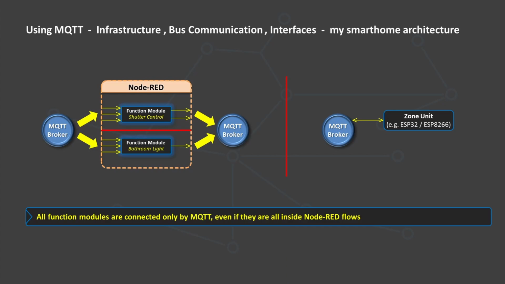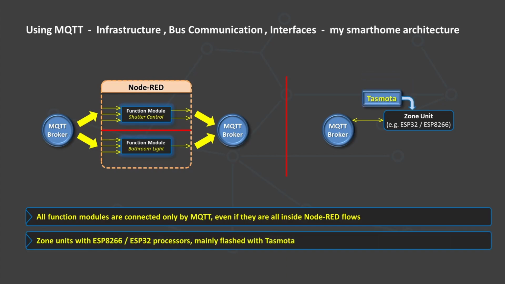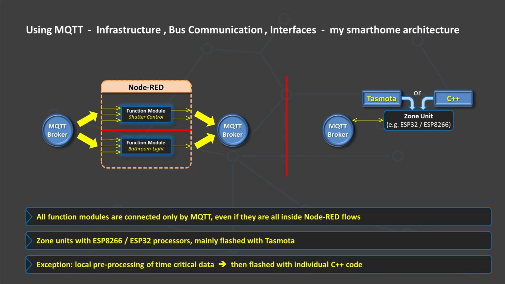The zone units that I use are mainly based on ESP8266 or ESP32 processors. Important, all of these units are flashed with Tasmota. The only communication channel is MQTT. Especially for this usage, Tasmota is very useful. There are certainly other flashable solutions available, and they will be also just fine as long as they use MQTT. Only some of my zone units I have flashed with self-developed C++ code, as an exception only. The reason is, local pre-processing of time-critical data or Tasmota's built-in functionality is not sufficient for my particular application.